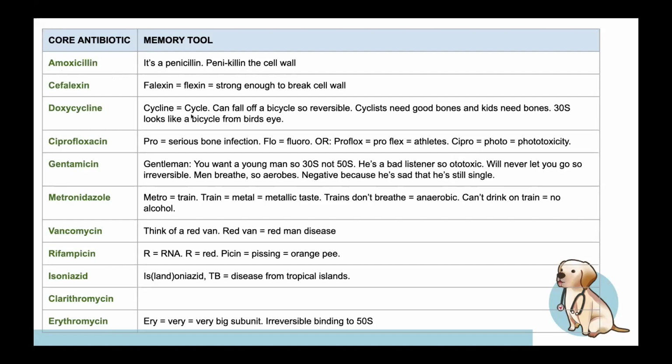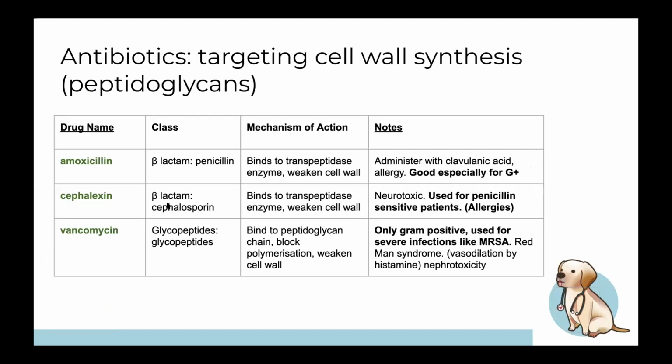Doxycycline, cycle, remember you're on a bicycle, you can fall off a bicycle, so it's reversible. This is a weak one, I know. Cyclists need good bones and kids need bones, so don't give it to kids because you'll break their bones. 30S, it works on the 30S subunit, and the 30S subunit looks like a bicycle from a bird's eye view. Does that make sense? Hopefully. So just look over this in your spare time and memorize the mnemonics.